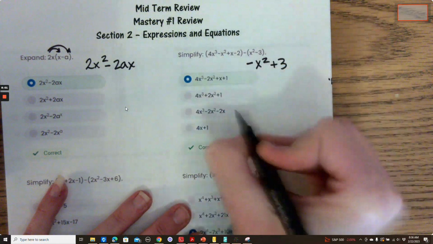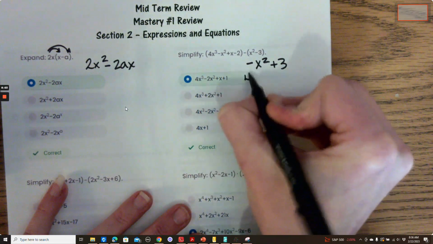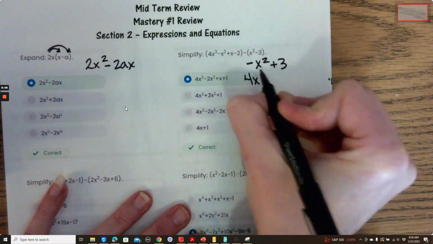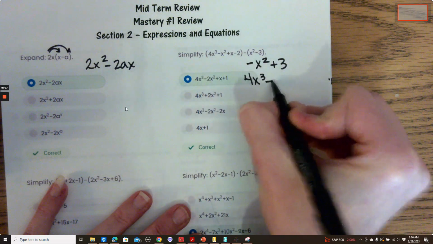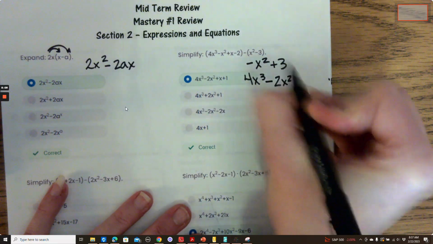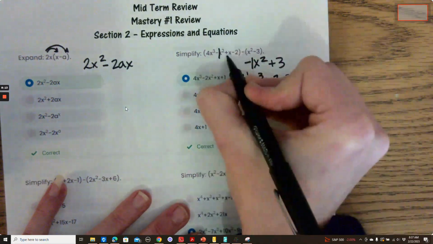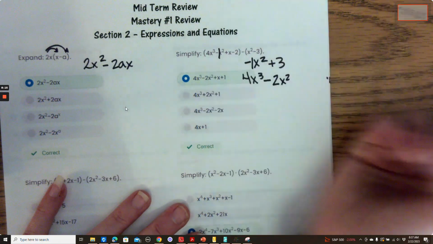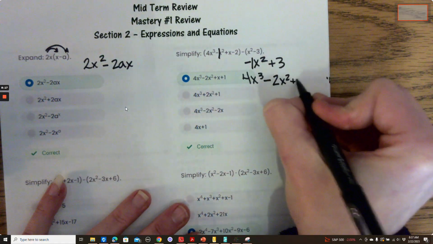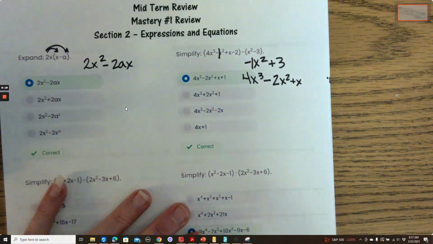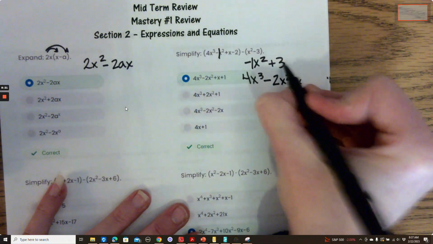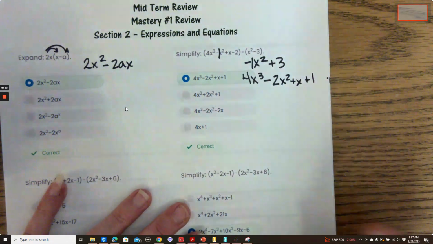So there's no other 4x cubed, so we know it's going to start with that, 4x cubed. Negative x squared and negative x squared make a negative 2x squared. In front of plain old x's, there's a 1. So same in front of that x. That's a 1x. But when we write our final answer, we write it just as an x. And the negative 2 and a positive 3 gives me a positive 1.